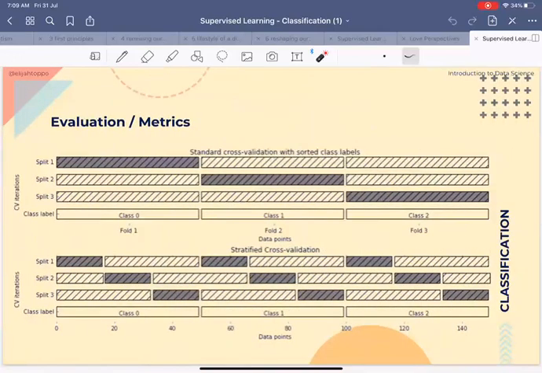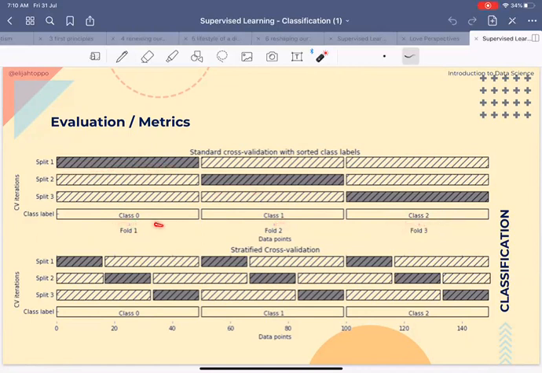Anyway, let's go ahead. Now, sometimes there can be a problem like this. If I do standard cross validation with sorted class labels. We have used KNN, right? For KNN, we have used iris data as an example. And if you observe the iris data, initially you get the labels sorted, so you have all class 0, followed by all class 1, followed by all class 2. So they are sorted labels.